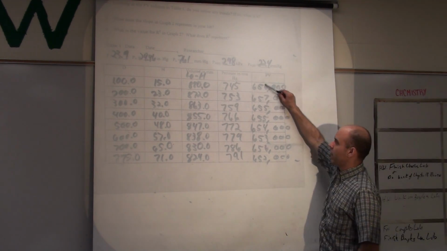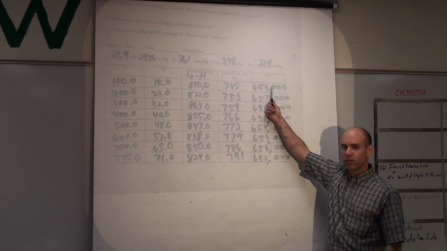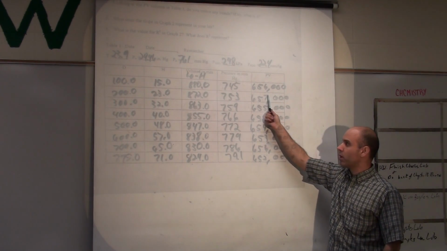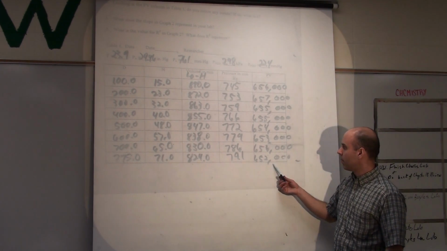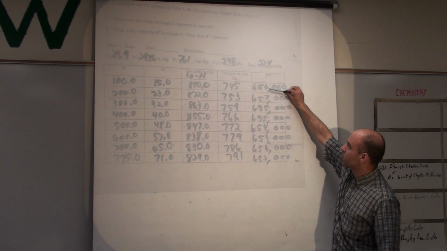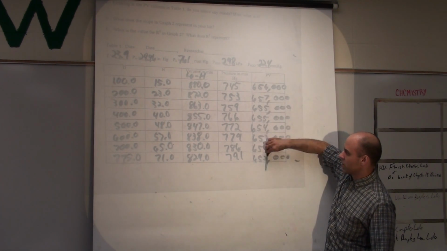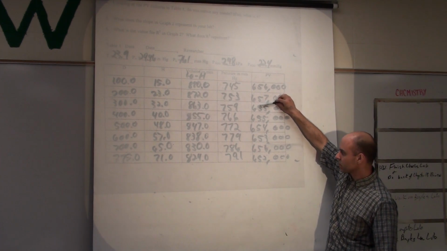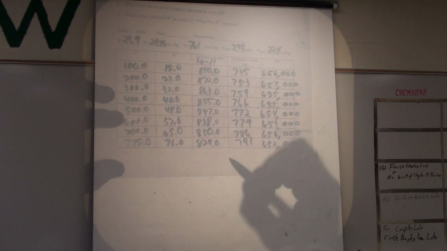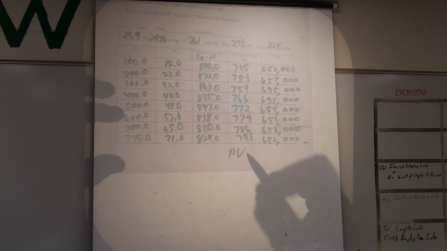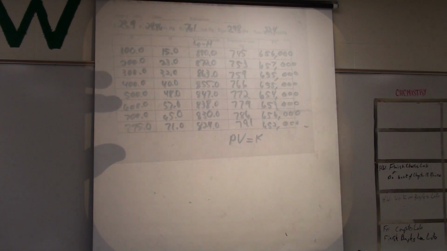The group's data that I used here, they had a small leak in their tube. But for most of you, your numbers should be pretty much constant, okay? And even with this small leak, it's pretty good. 656, 657, 655. It's not changing very much. And so looking at your data, you could say that pressure times volume equals a constant, right?